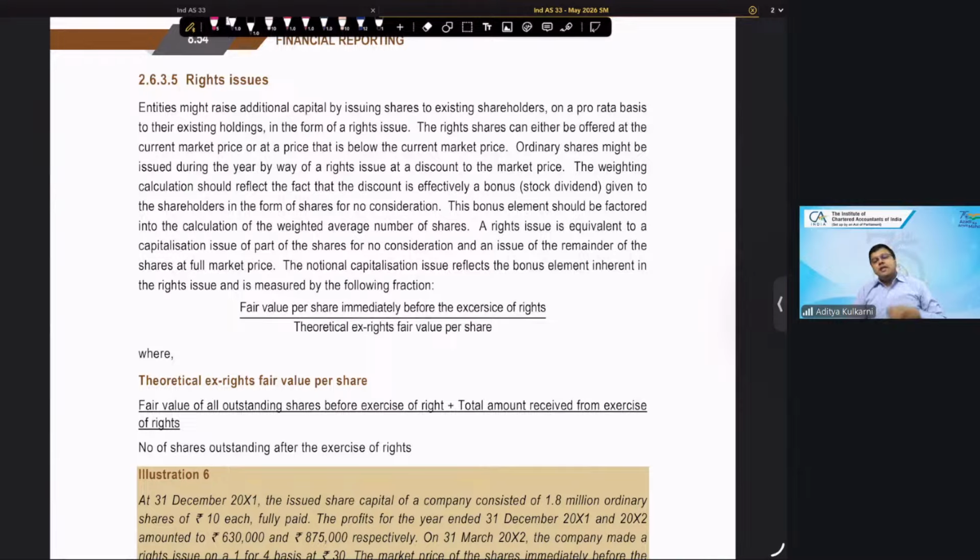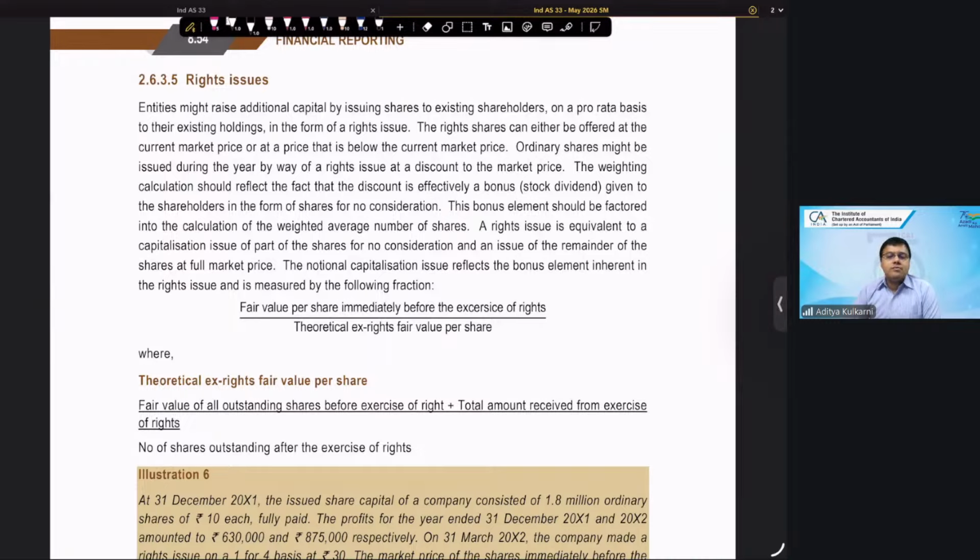Now, tell me one thing. Right shares, will they be issued at market price or will they be issued below the market price? Below the market price. Why below the market price?